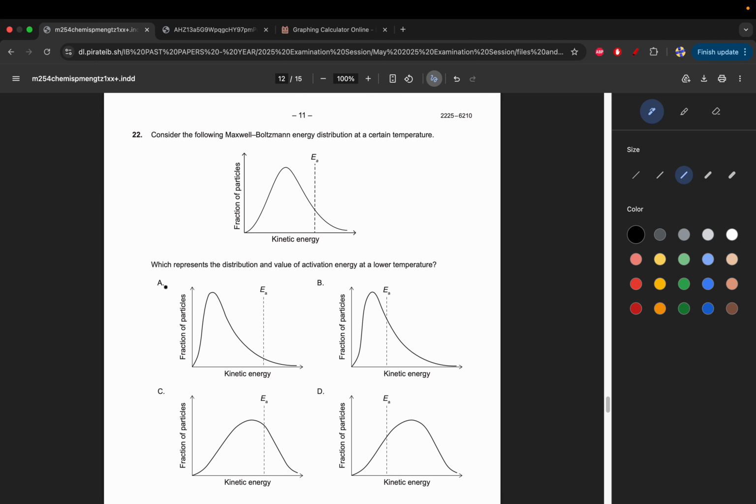Consider the following maximum Boltzmann energy distribution at a certain temperature. What represents the distribution and value of activation energy at a lower temperature? Okay, so lower temperature doesn't affect activation energy because that's specific for a specific reaction. So the activation energy is going to remain at the same place. Now, for a lower temperature, remember that temperature and kinetic energy are kind of synonymous to each other. So if it's a lower temperature overall, then most particles are going to have less kinetic energy, and the curve is going to be up and to the left. So that's going to be A.